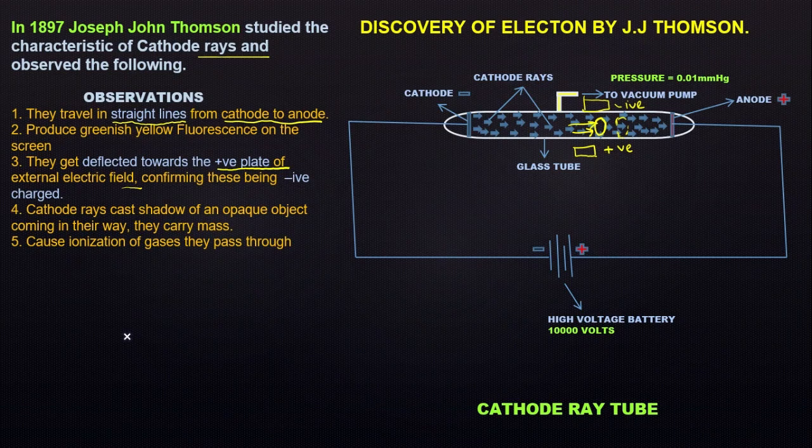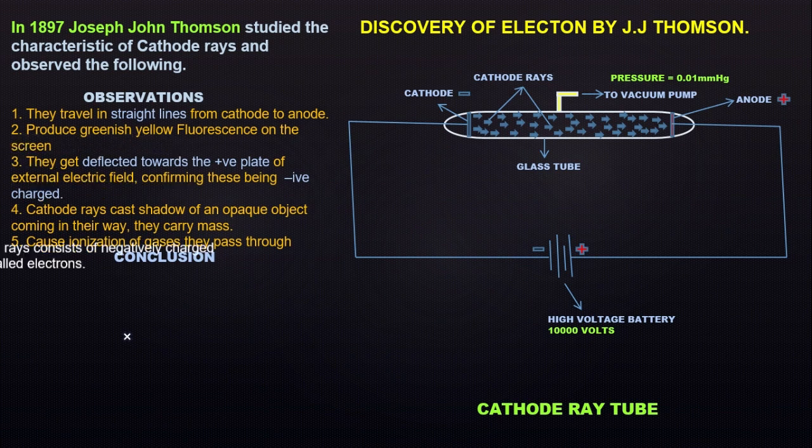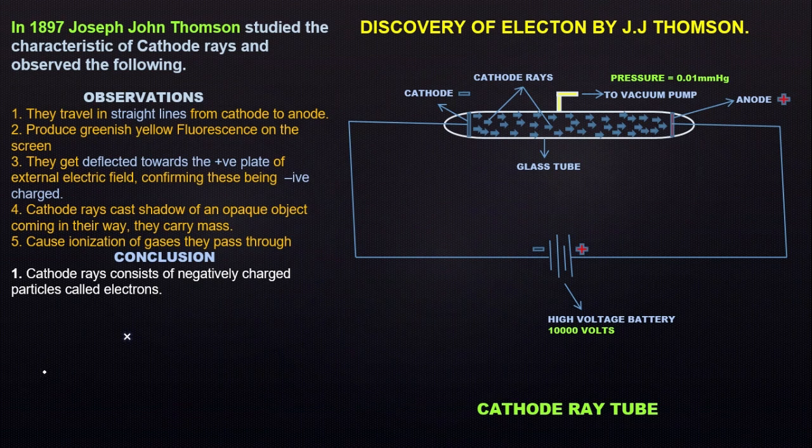One more observation, they cause ionization of the gas they pass through. Now, moving forward, let's understand the conclusions drawn from these observations. The first conclusion was cathode rays consist of negatively charged particles called electrons. How was he able to confirm that? Because of applying the electric field across the beam or across the glass tube. In that way, these particles were seen to bend towards the positive plate of the electric field. So conversely they contain negative charge, because positive and negative charges attract, while positive and positive, or negative and negative charges, repel.